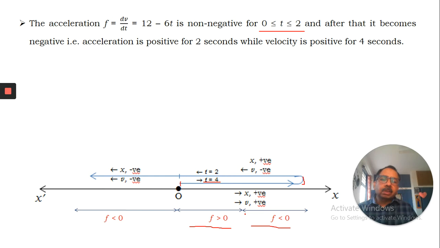It means the acceleration then becomes an opposing force. It opposes the motion, and finally acceleration brings the body to rest, and then the velocity becomes negative. It takes a U-turn and starts moving in this direction. Then v is negative, a is negative, and from this point onward x is also negative.